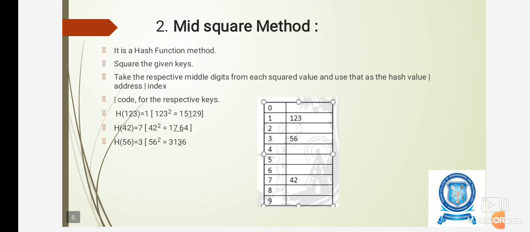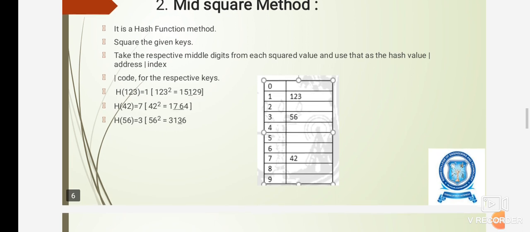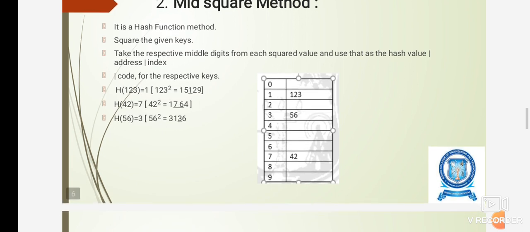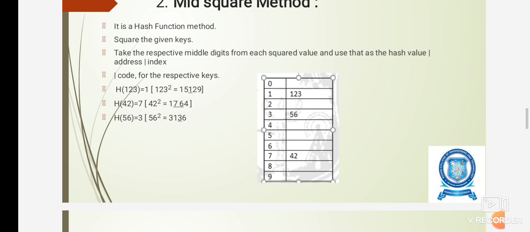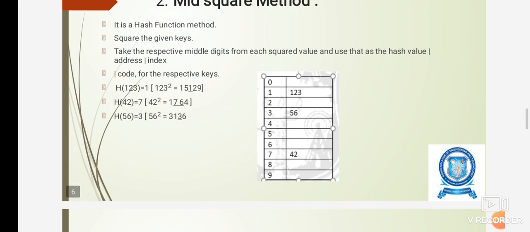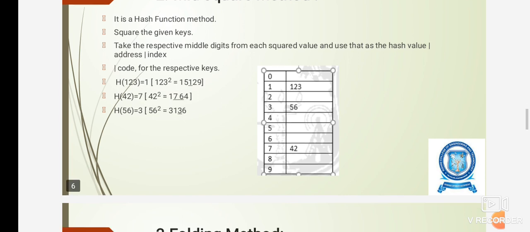Mid square method is a hash function method. Square the given keys, then take the middle digit from each squared value and use that as the hash value, address or index. For the key 123, we square the value: 123 squared is 15129. We take the middle value, that is 1. So 123 is placed at the first location. Then 42 gives 7, so it will be placed at the 7th index. 56 gives 3, so it will be placed at the 3rd index.